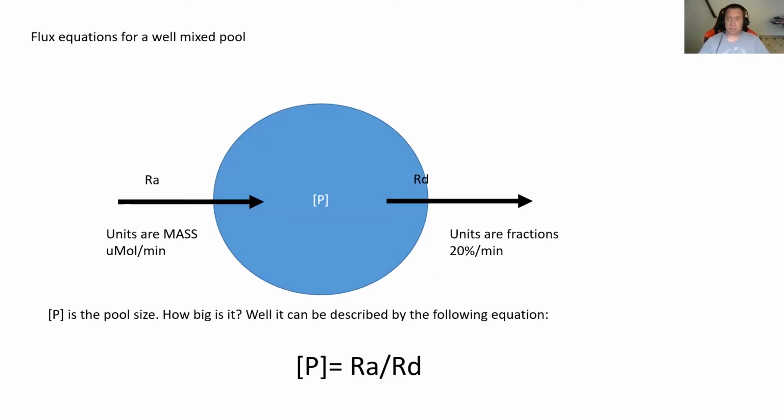Okay, so this comes from things like protein turnover equations, where this kind of thing holds true. So the pool size will be defined as the rate of appearance divided by the rate of disappearance. So let's see what those numbers look like in a mouse.